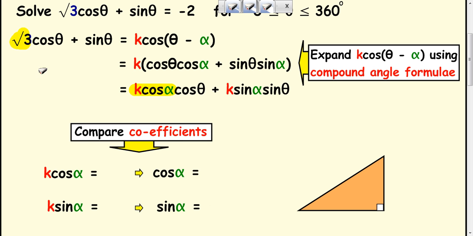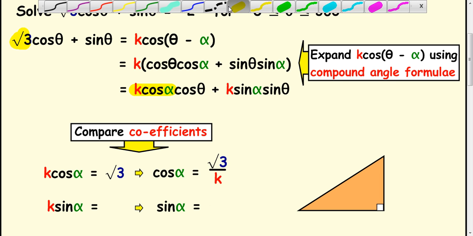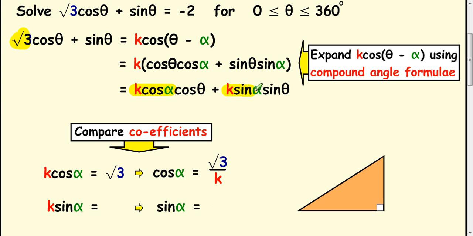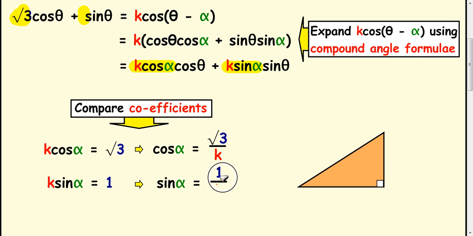So k cos alpha is root 3, which means cos alpha is root 3 over k. We'll then look at the coefficient of sine theta. So k sine alpha is equal to 1 up here. If you look at that wee bit there, that'd be a 1. So sine alpha is 1 over k. Same as before, opposite over hypotenuse, that's your opposite. It's going to be a 1, hypotenuse is k. That's your adjacent over hypotenuse, so that's root 3.